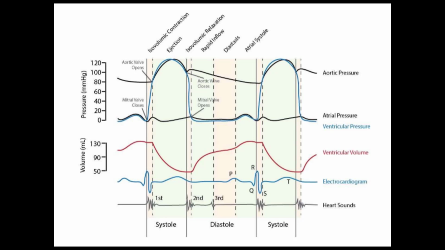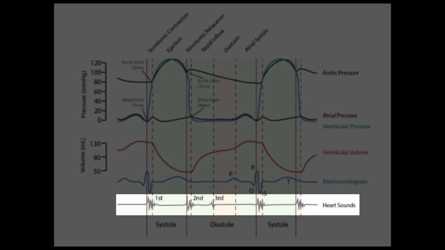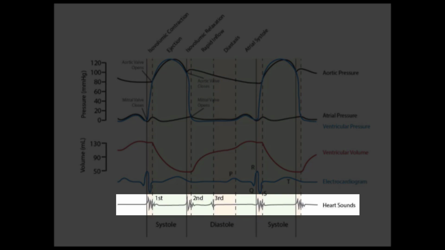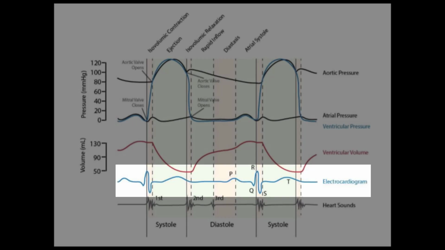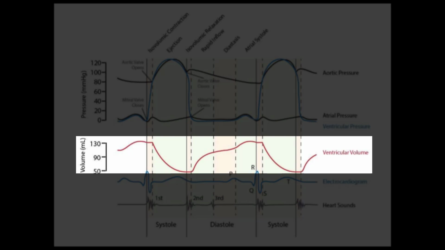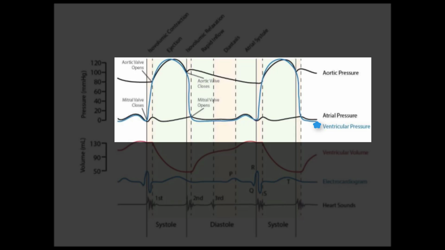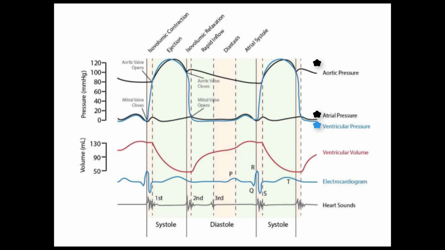Notice that the cardiac cycle is described by a couple of actions of the heart. Heart sounds, which are the sounds you often hear as lub-dub, EKGs or electrocardiograms, which show the electrical current of the heart, ventricular volume or blood volume of the left ventricle. This is how much blood is actually in the left ventricle. Ventricular pressure, atrial pressure, and aortic pressure. We will go into more detail about each of these later on throughout the video.